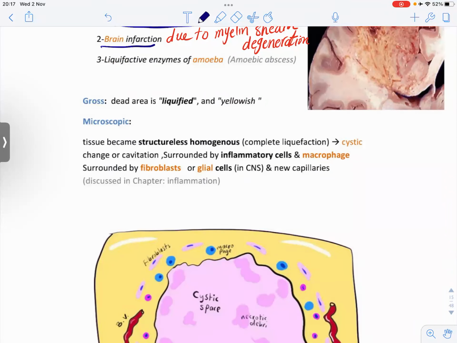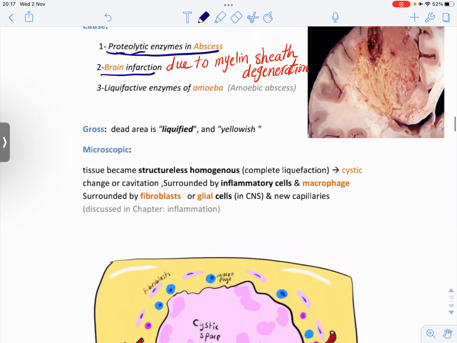Why can we get abscess inside the brain cells? Why can we get fluid or liquid inside the brain? Because when the cells inside your brain die off, we have something called myelin sheath. This myelin contains a lot of lipids, and this lipid will be destroyed and then converted into fluid.